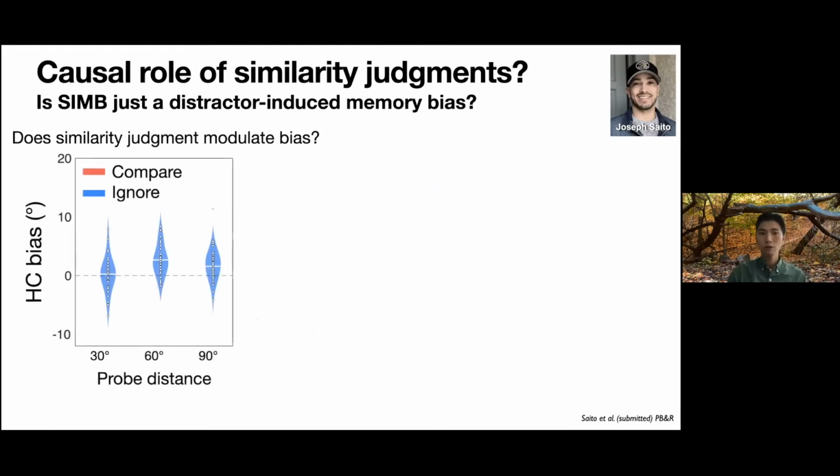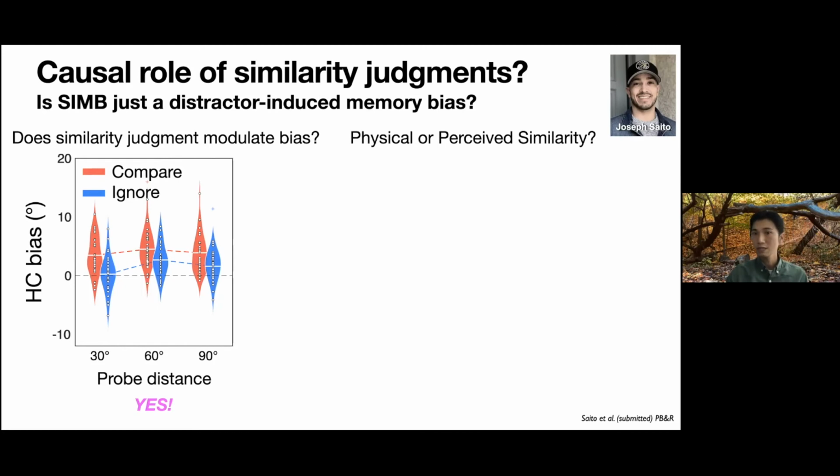Okay, let's take a look at the result. Here, what I'm showing you is the distractor-driven memory bias in the ignore condition across different probe distances. If the goal-dependent use modulates this memory bias, then what we should expect is an increase in memory bias in the compare ones. And that's exactly what he found. So what this shows is that, yes, this goal-dependent usage of the memory seems to modulate this bias.